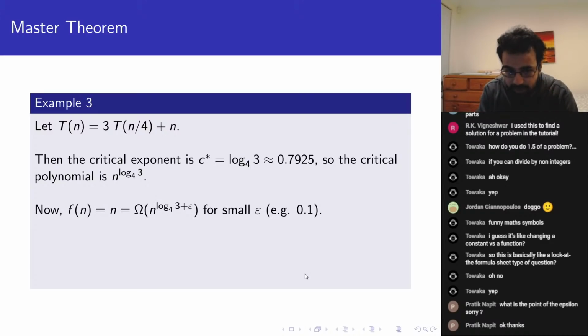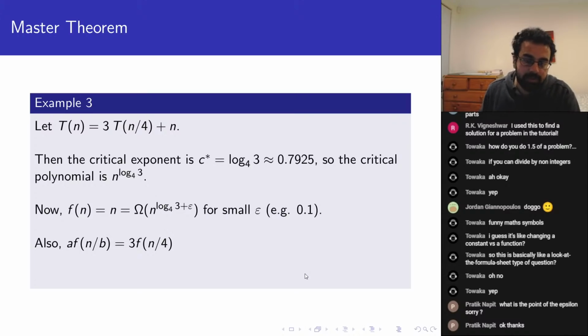So certainly the first part holds up. n is big omega of n to the power of the critical exponent plus a little bit. Even if I add 0.1 to that critical exponent, I still get something that's a bit less than 0.9. And n is certainly big omega of n to the 0.9 because it's a strictly larger power.